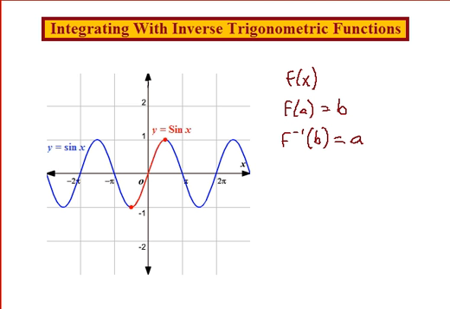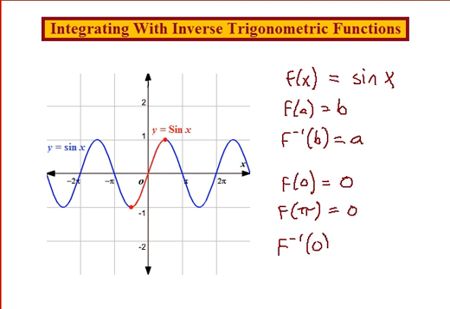And here's the problem with a sine wave. If we say that f of x is equal to sine x, we're going to run into some problems. For instance, f of 0 is equal to 0, but f of pi is also equal to 0. If we try to evaluate f inverse of 0, we're going to have two possibilities. F inverse of 0 could be 0. F inverse of 0 could also be pi. This breaks the rules for functions. It breaks the vertical line test.